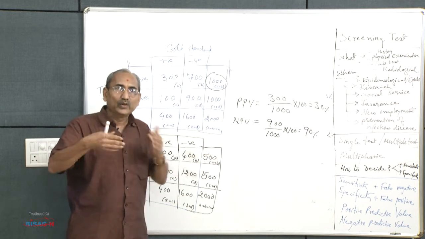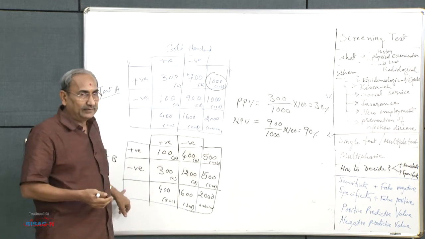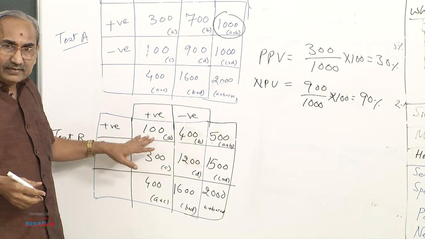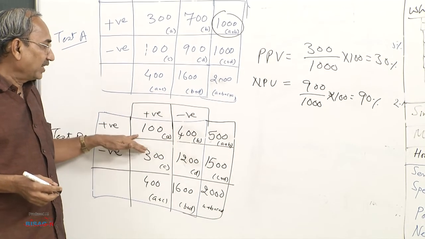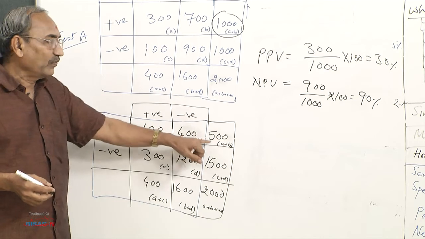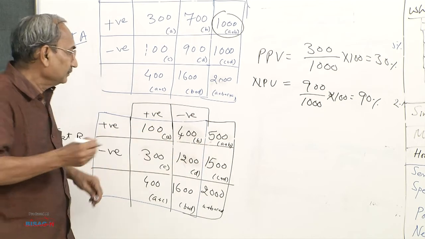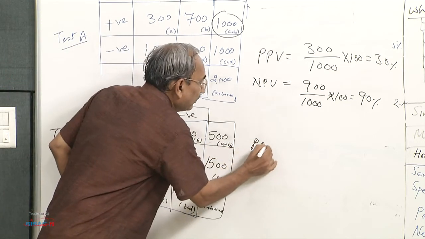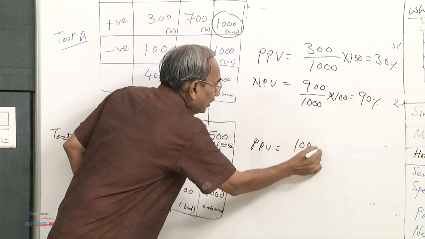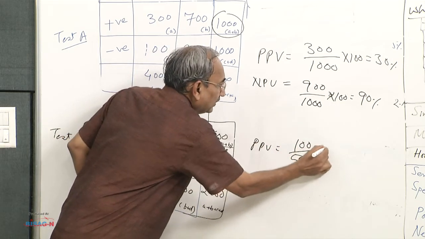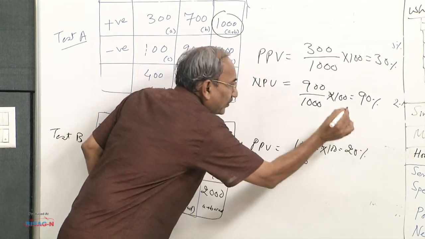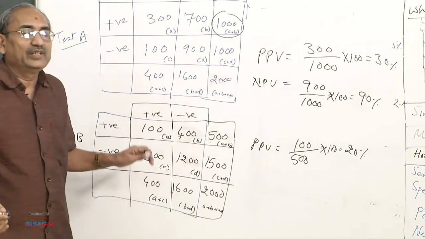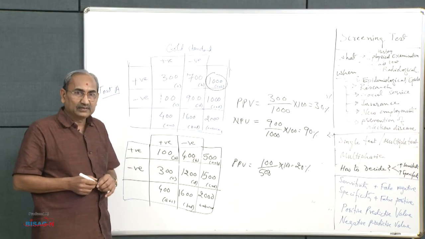Let us do it again for test B. In this case, for the positive predictive value, 100 were positive out of 500, simple. That means 20% is the positive predictive value of this test.